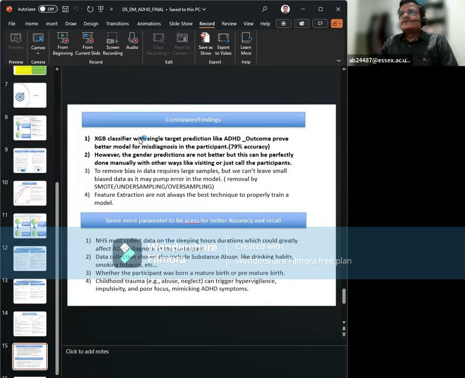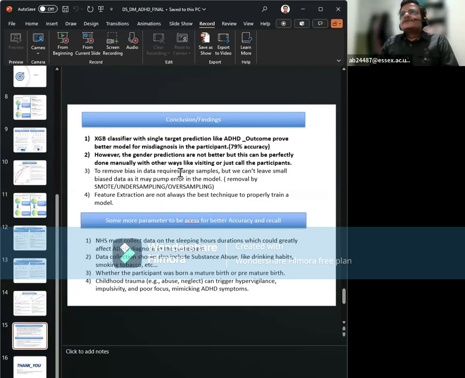So the XGB classifier with a single target prediction like the ADHD outcome proved to be the better model for misdiagnosis in the participants, with 79% accuracy, as we have seen in the previous slides. However, the gender prediction is not good, but this can be done perfectly with other manual ways like visiting or just calling the participant.